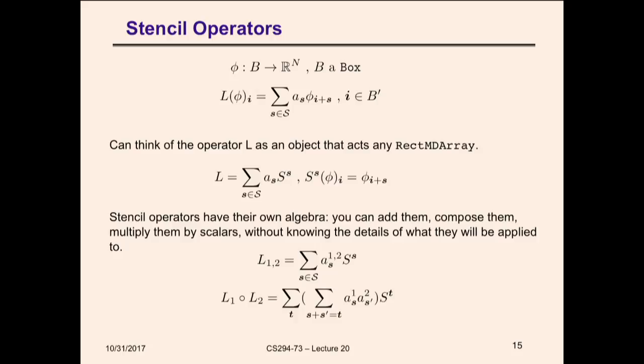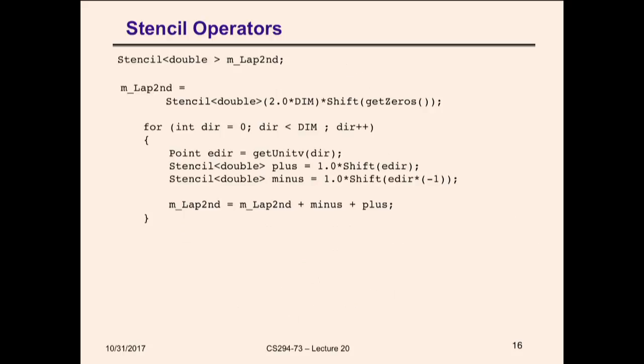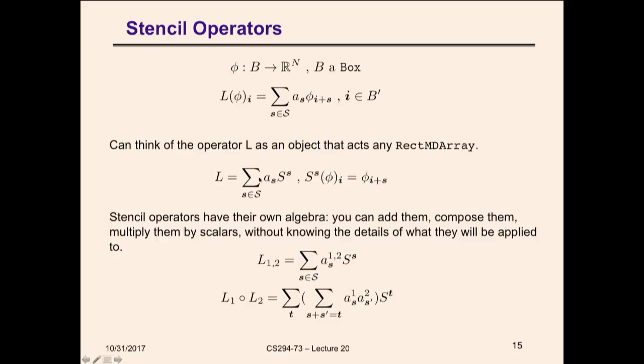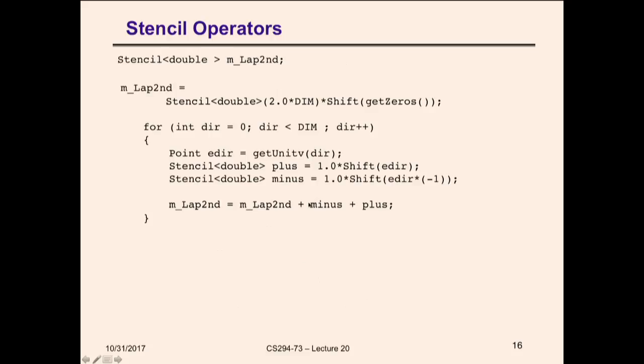So you have an algebra for stencil operators, and that's a convenient thing to have because it tells you how to build up complicated ones from simple ones. So how can we realize this in programming? I'm just going to tell you what the API looks like. So we have a class. It's parameterized by something. The something is the value of the coefficients. So stencil of double, so these are going to be double value coefficients.